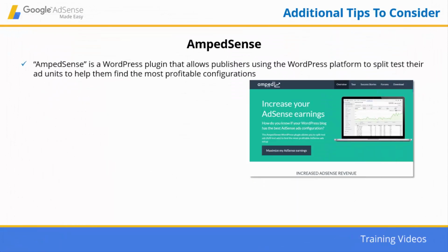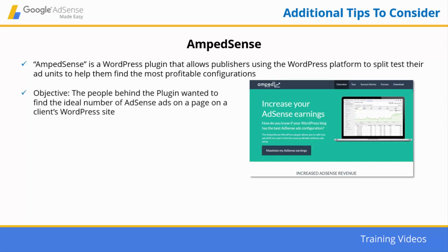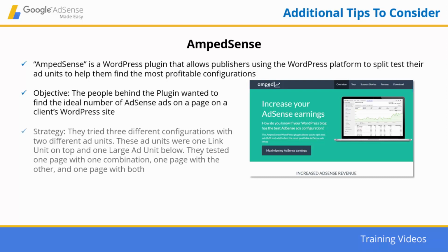AmpedSense. AmpedSense is a WordPress plugin that allows publishers using the WordPress platform to split test their ad units to help them find the most profitable configurations. Objective: the people behind the plugin wanted to find the ideal number of AdSense ads on a page on a client's WordPress site. Strategy: they tried 3 different configurations with 2 different ad units.